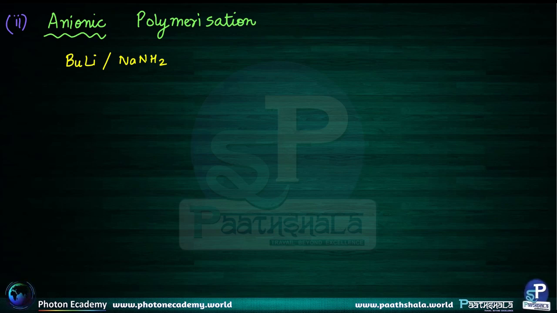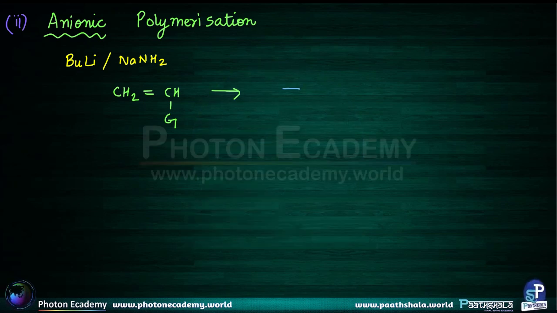So we have to proceed with this reaction where CH2 double bond CH with a group G will yield the polymer, which is CH2 CHG, and there will be n units of this. So we have taken n units of the monomer. So we have to proceed with our initiator such that this reaction is completed.